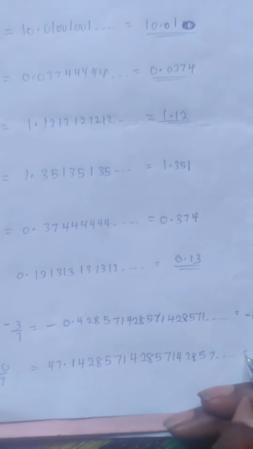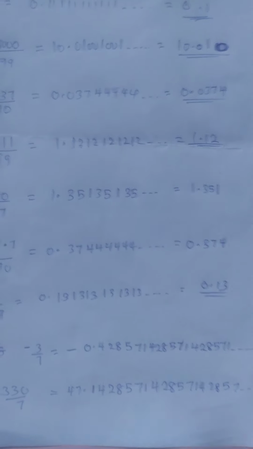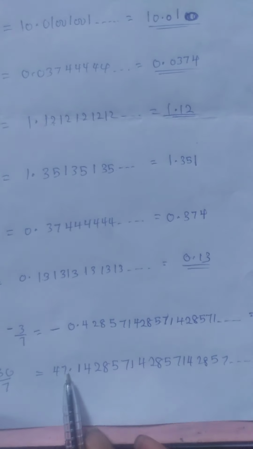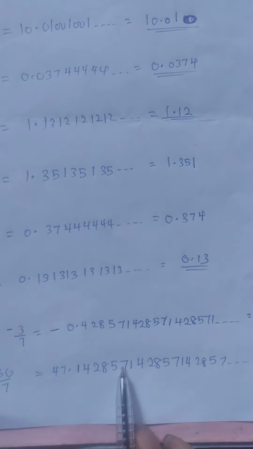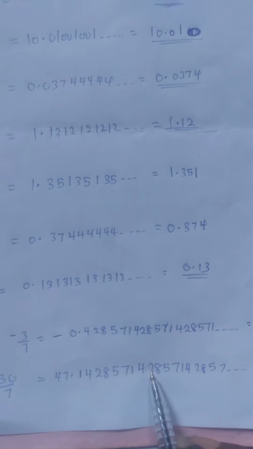Okay, and example 20, we have 330 over 7, and that gives us 47.14285714285714285 and it repeats itself. For your calculator that displays 11 digits, you have 1 2 3 4 5 6 7 8 9 10 11. So this is where it's going to stop.